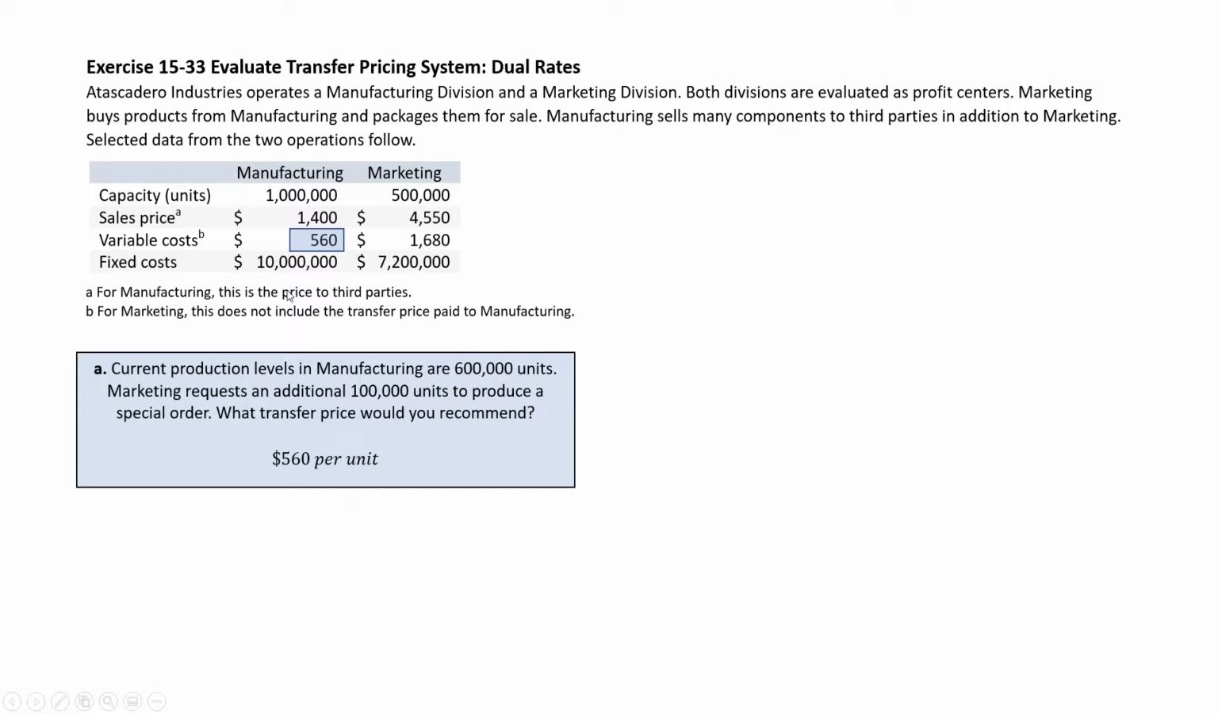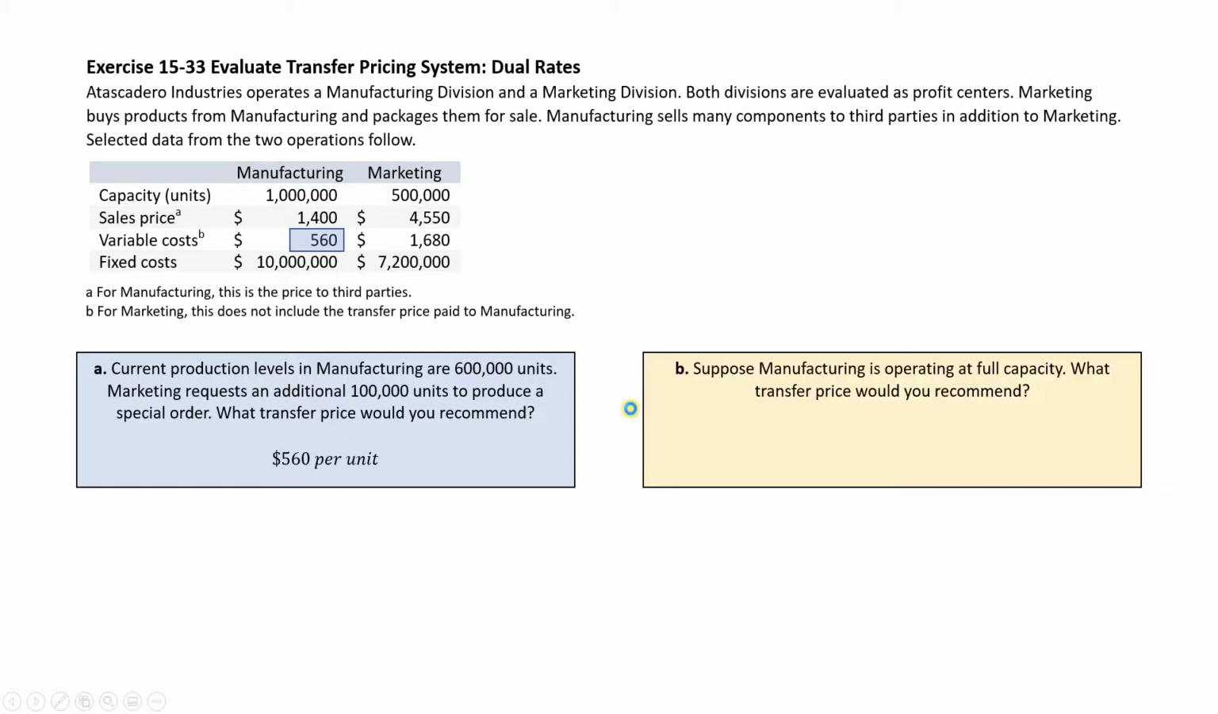The most logical charge is, what are the additional costs that manufacturing is going to incur to produce those, and let's at least cover those to make the sale to marketing. And those additional costs are the variable cost of 560, because keep in mind, fixed costs shouldn't change based upon a volume level change from 600,000 to 700,000.